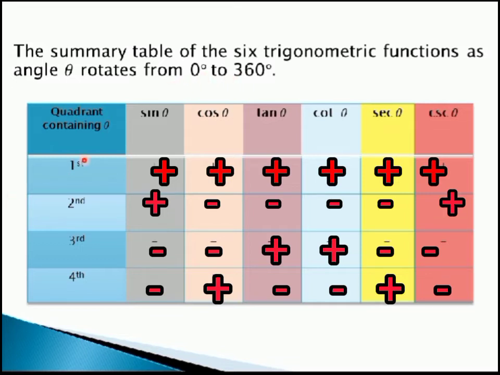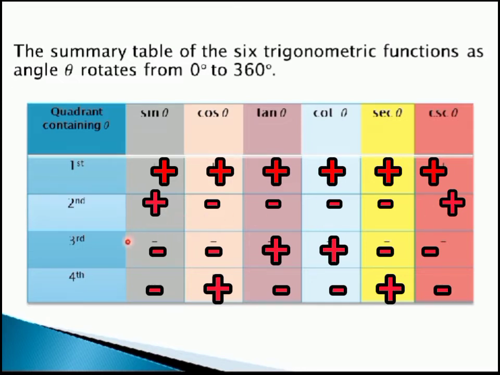So, in the quadrant containing the angle, we have the first, second, third, and fourth quadrants, and the six trigonometric functions: sine, cosine, tangent, cotangent, secant, and cosecant. As you all notice, in the first quadrant, all of the trigonometric functions are positive, and in the second quadrant, all are negative except for the sine and cosecant.